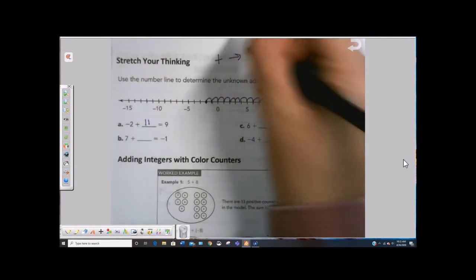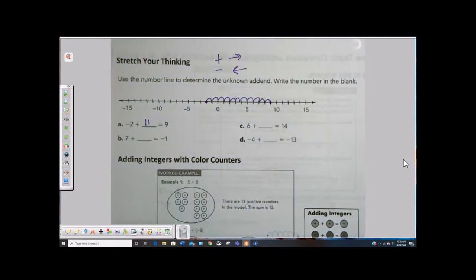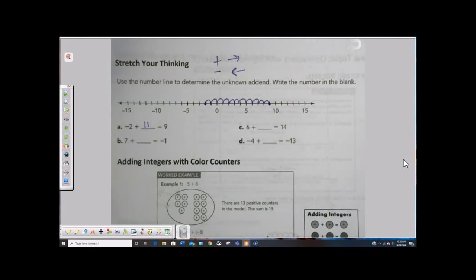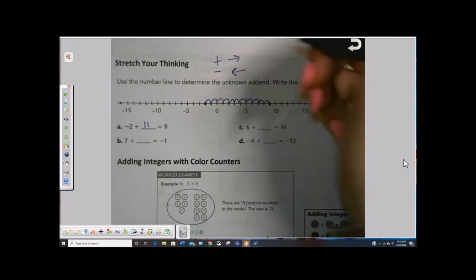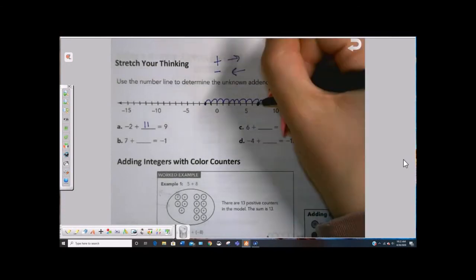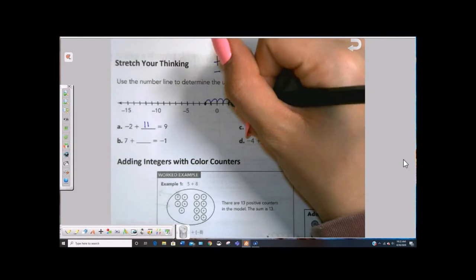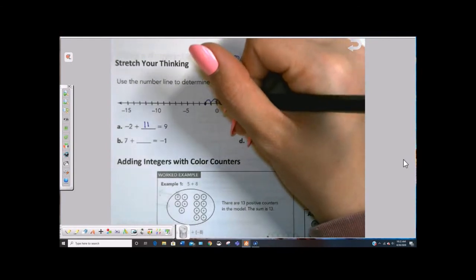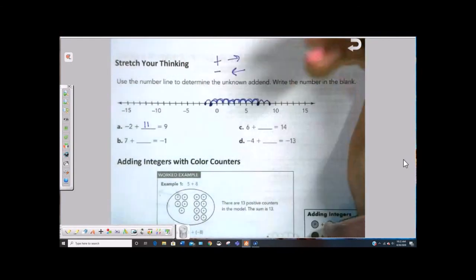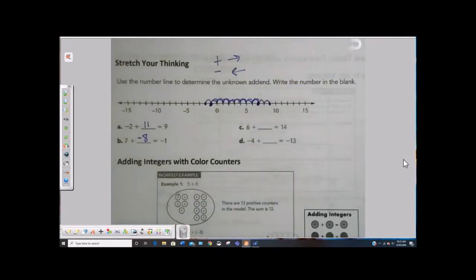Looking at B, we're going to start at 7. And again, same thing. You're just going to count however many times until you get to -1. And if you notice, we are moving to the left. So moving to the left means it's going to be a negative. And you count 8 spaces, so it's -8.